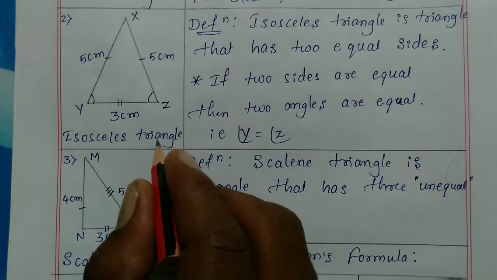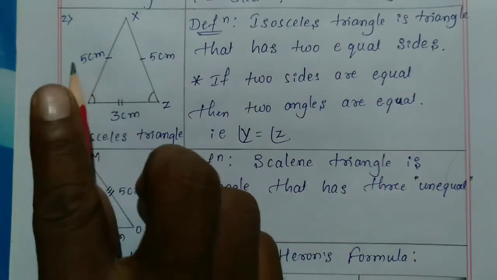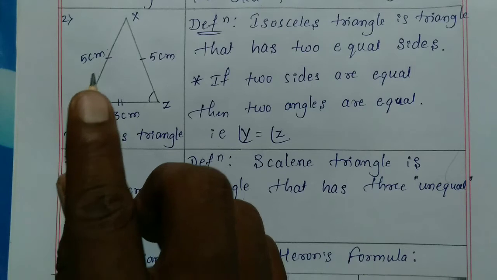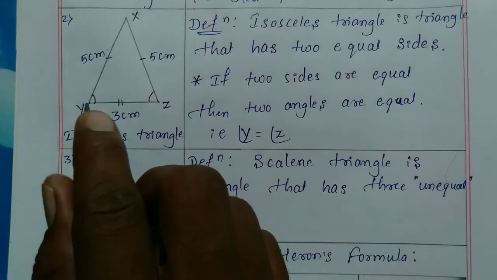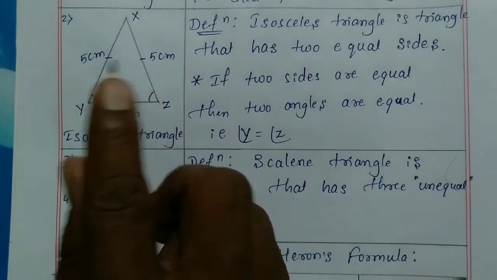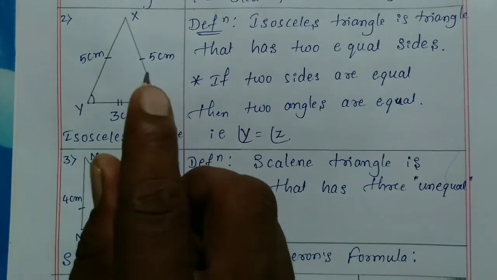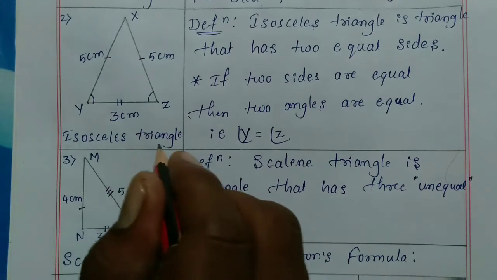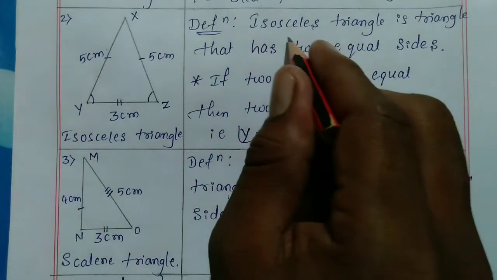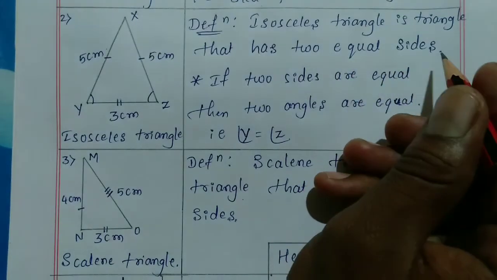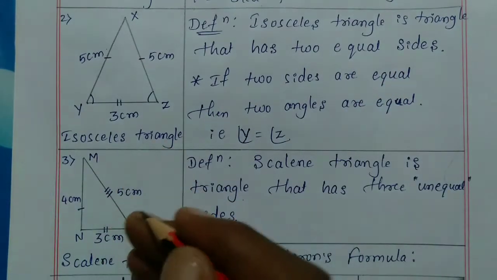Isosceles triangle means any two sides are equal in length, then it is called an isosceles triangle. So in this figure, here XY is equal to XZ. These two are equal in length. It means XY is also 5 cm, XZ is also 5 cm. Then it is called an isosceles triangle. So isosceles triangle is triangle that has two equal sides. Then it is called an isosceles triangle.